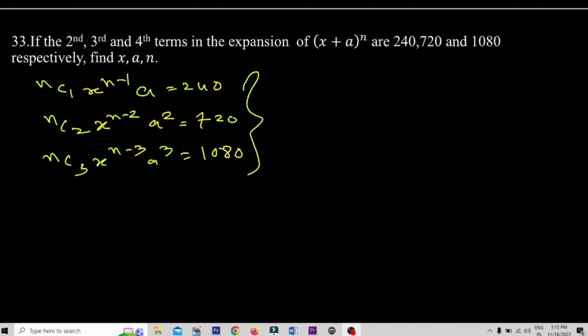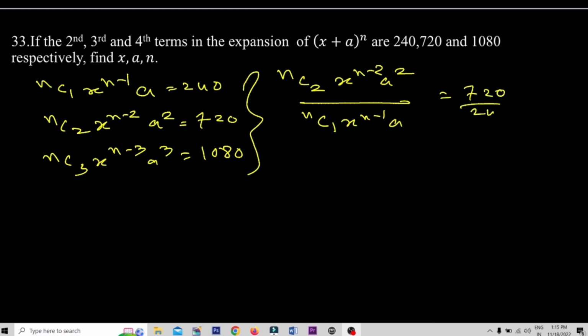So if we divide 720 by 240, we get nC2 x to the power n minus 2 a to the power 2 by nC1 x to the power n minus 1 a equal to 720 by 240. Therefore, n minus 1 by 2 into a by x equal to 3. Therefore, a by x equal to 6 by n minus 1. We got it to be number 1.